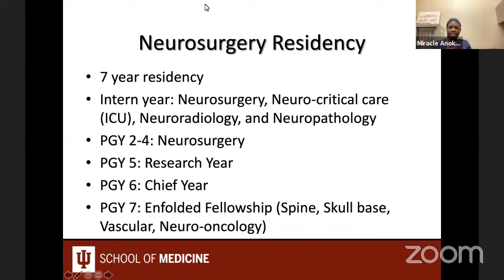Now, I see there's another question here. What is the best way to approach a doctor and ask to shadow? It's very simple. The way I did it was, if I was in that doctor's office and they were my doctor, I'd say, hey, I'm interested in medicine. I would love to learn more about what you do. Can I shadow you? Done.